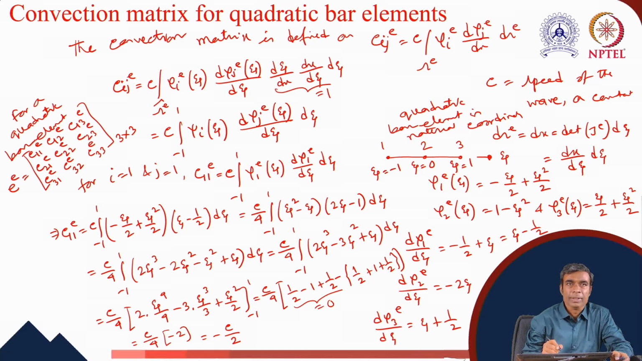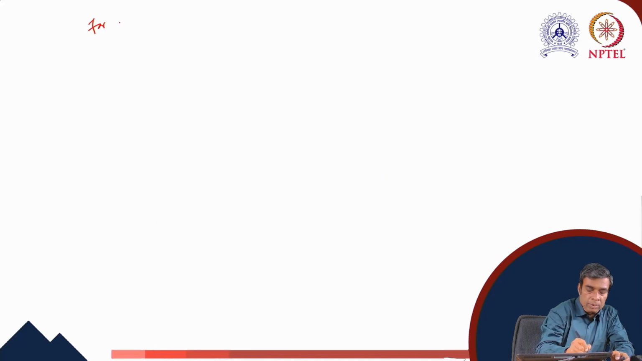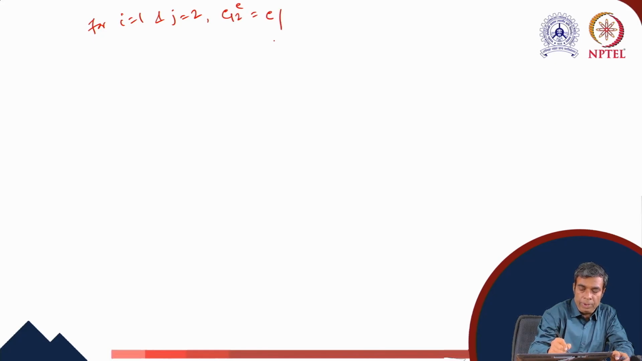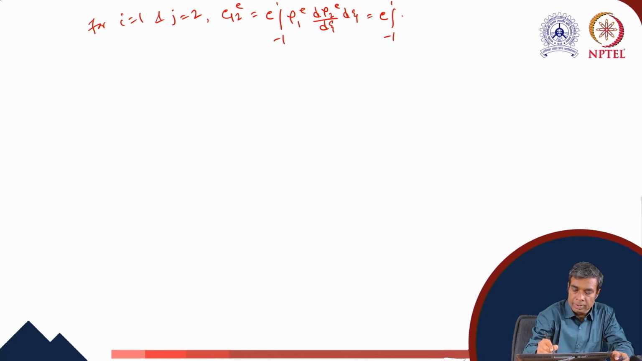Next we go for C12e. For i equals to 1 and j equals to 2, C12e equals C into integration minus 1 to 1 of psi_1^e d psi_2^e/d xi d xi, equals C integration minus 1 to 1 of minus xi by 2 plus xi square by 2 into minus 2 xi d xi.